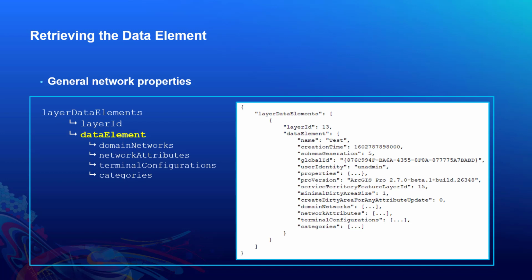Otherwise, we will go into more detail about all the remaining properties, which are the domain networks, network attributes, terminal configurations, and categories.